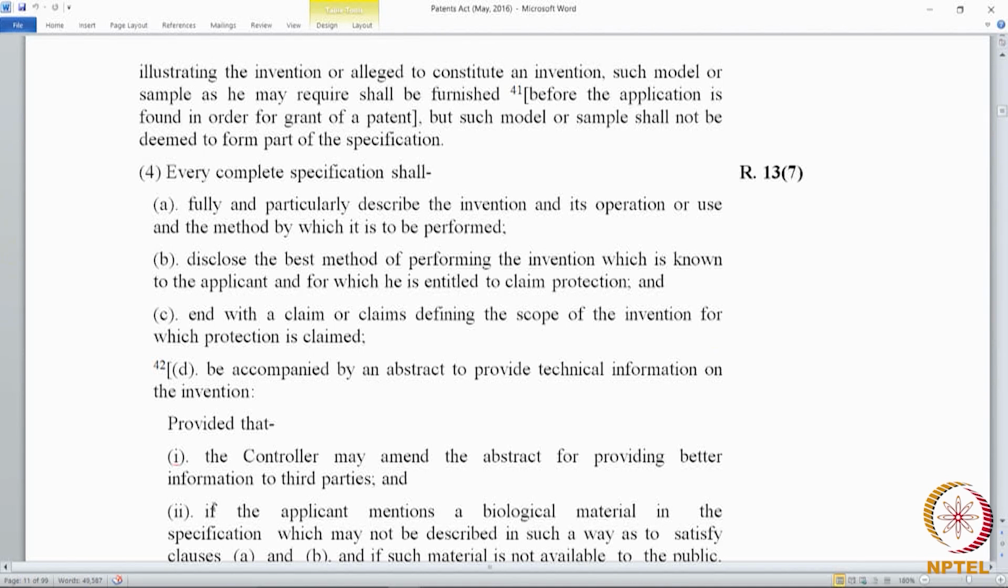And when the patent office grants the claim, the patent office is granting protection to the invention in the form of the claim. D mentions that the complete specification shall be accompanied by an abstract to provide technical information on the invention. Now, what should be there in the abstract is detailed in Rule 13.